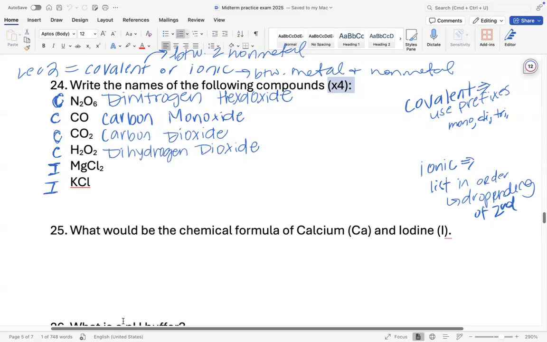All right. And then ionic is basically a simplified version of what we were just doing. So you don't have to list anything about the numbers. You just list the elements. So magnesium chloride. I totally ignore the 2. I just list chloride. KCl, potassium chloride.